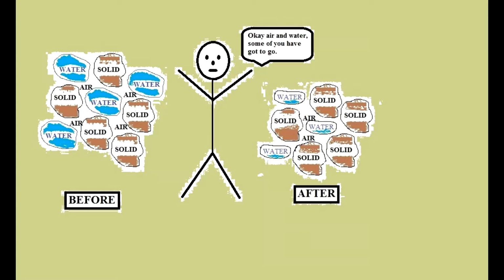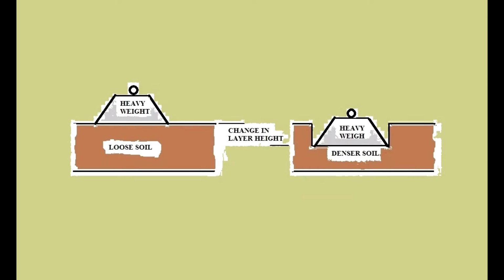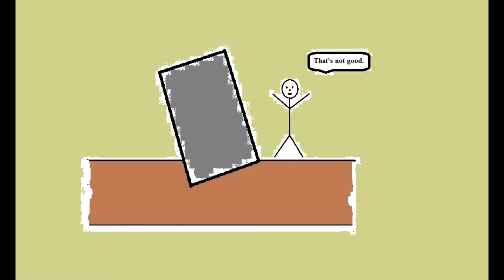Consolidation causes air and or water to be forced out of the soil so that the individual particles can take their place and form a denser, tighter configuration. The densification causes the vertical dimensions of the soil to decrease, and whatever is supported by the soil will move downward. Buildings lean when the amount of consolidation is not the same beneath the entire footprint of the building.